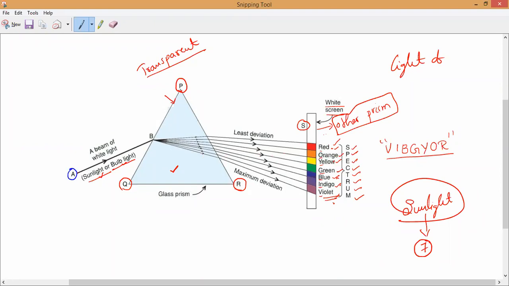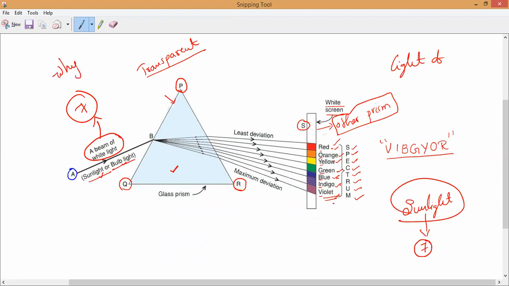Now observe, all of you: the dispersion of white light occurs for only one reason. If you observe carefully, white light cannot travel with the same speed in the triangular glass prism. Why am I saying white light? White light is a mixture of how many colors? Seven colors. So whenever white light falls on the triangular glass prism, dispersion takes place.